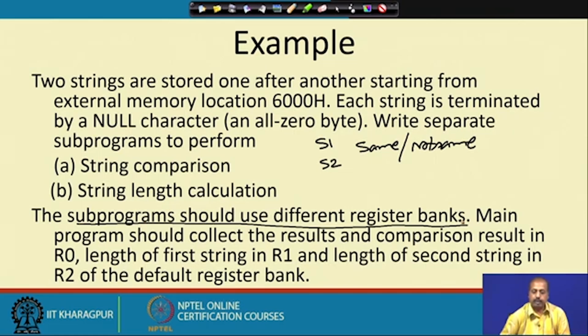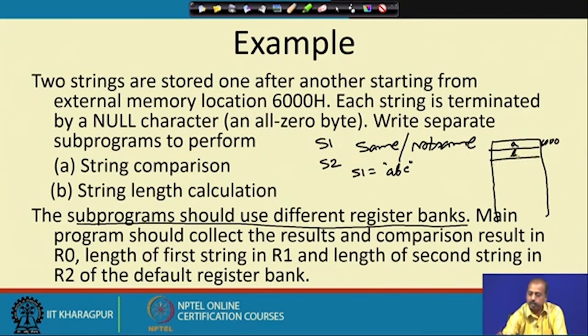The strings are null terminated. If I have S1 equal to the string ABC, then from location 6000 onwards the string is stored. If this is my memory, this is 6000. Here I have the character A, then the character B, then the character C. The corresponding ASCII codes are stored there, and then we have the null character 0. Then after that S2 starts.